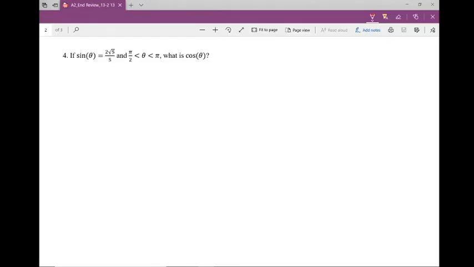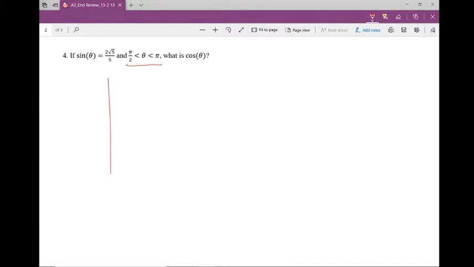We're going to move on to question number 4. Questions 4 and 5 are going to be new types of questions. It says here, if sine of theta, which is unknown to us, is equal to 2 square root of 5 over 5, and this unknown theta is between pi over 2 and pi, what is cosine of that theta? So let's break this down. It says here that this unknown theta is going to be between pi over 2 and pi.